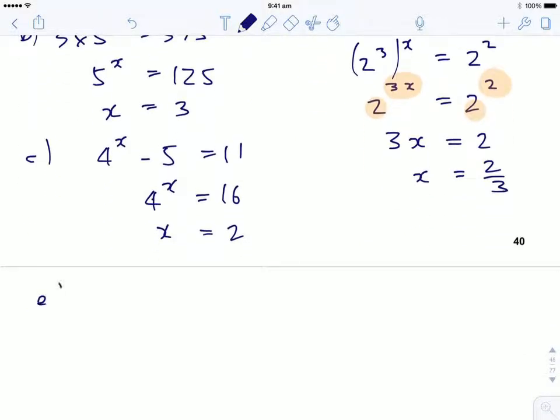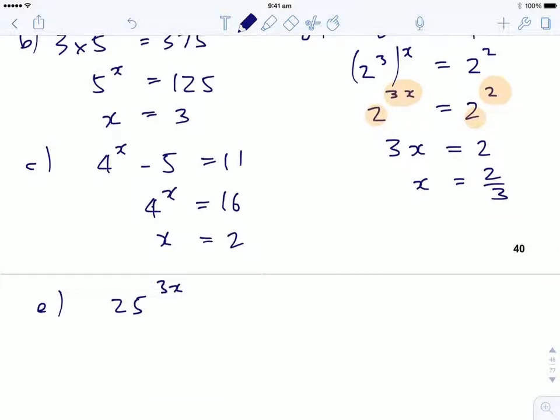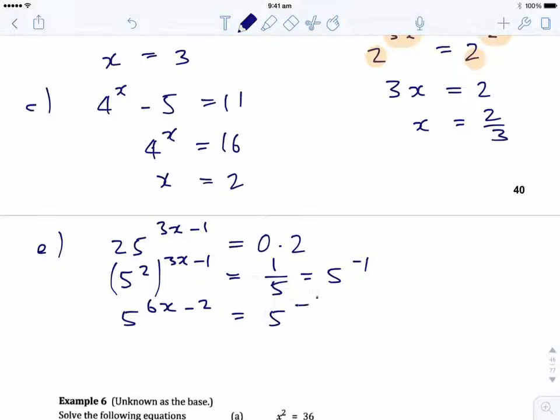Part E says 25 to the power of 3x minus 1 is equal to 0.2. First thing I'm going to do is write this as 1/5, which you could say is 5 to the minus 1. On the left hand side, I'm going to rewrite 25 as 5 squared. Alright, power to a power on the left hand side, so we multiply 2 by 3x minus 1, giving us 6x minus 2. And on the right hand side we've got 5 to the minus 1.